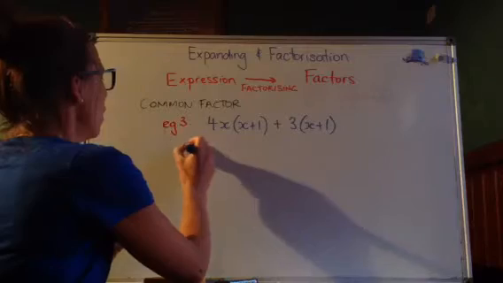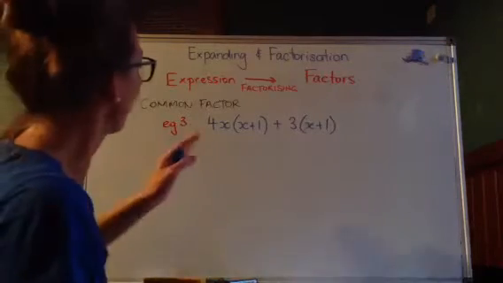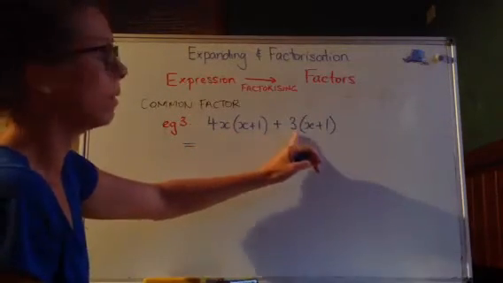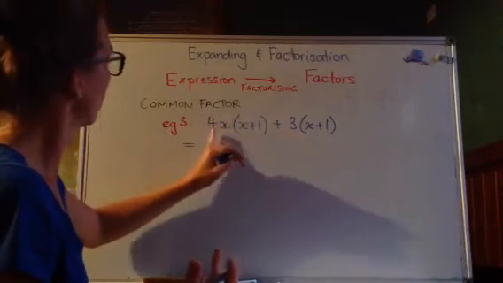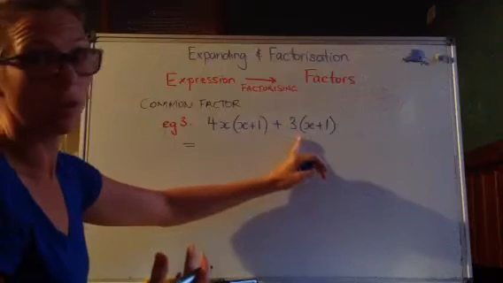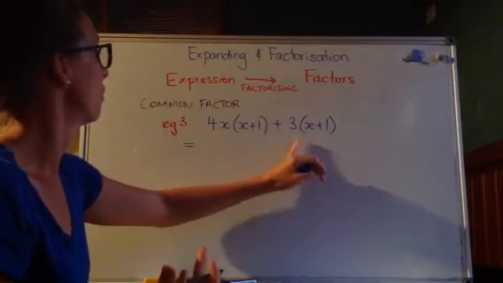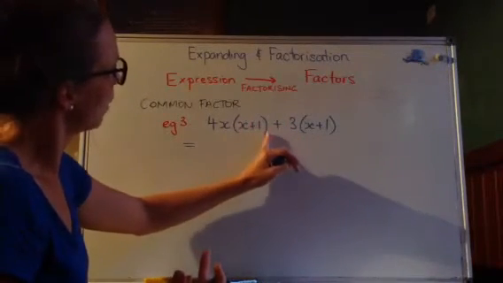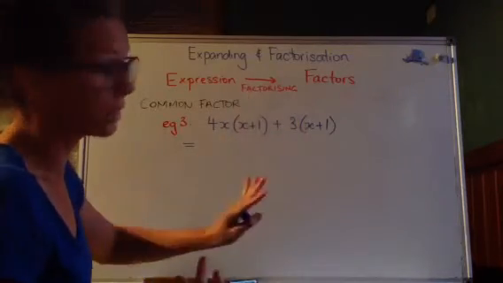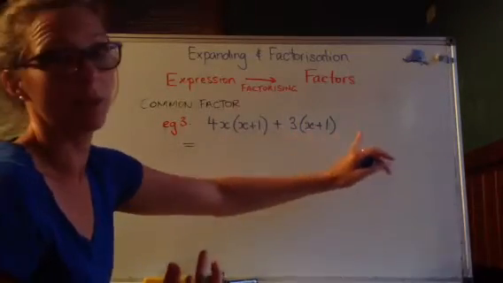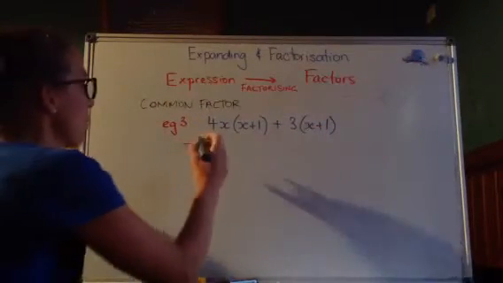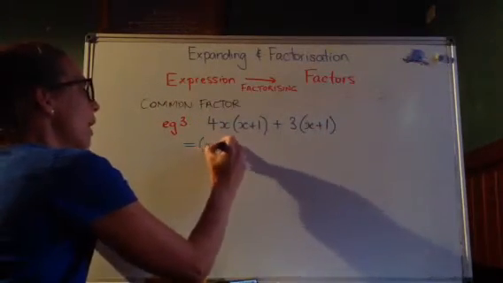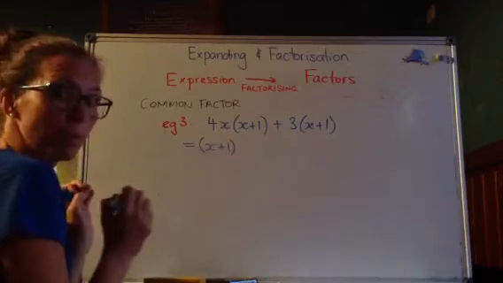So, we always check our numbers first. 4 and 3. There is no common factor there. X, there's no single x in this one. X plus 1. I notice that in the second term I also have an x plus 1. So I can actually take that bit out from both of them. That's a common part of both terms.